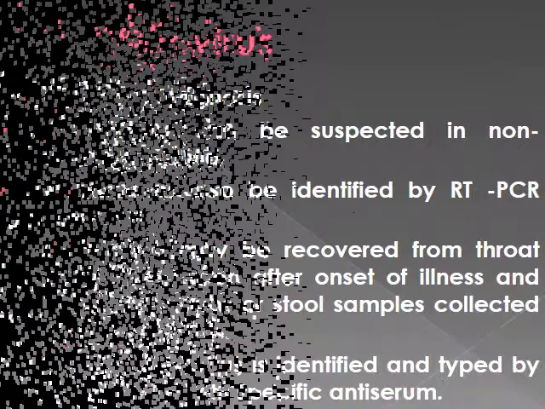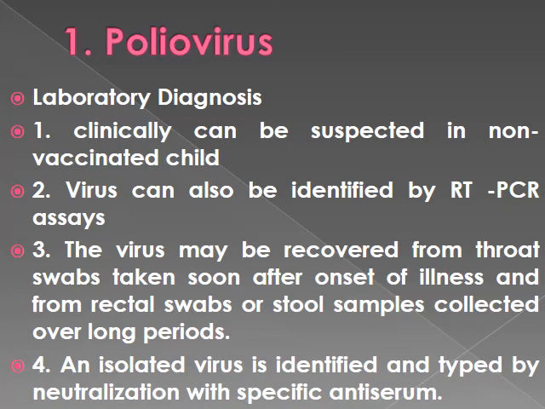Lab diagnosis: sometimes diagnosis is clinical, especially in an unvaccinated child with paralysis, where we suspect poliomyelitis. The virus can be identified by reverse transcriptase PCR in the stool. The virus might be recovered from throat swab and stool soon after the onset of illness. The isolated virus can be typed and subtyped, type 1, 2 or 3, by specific anti-sera. Of course, every case should be recorded and sent to the WHO.